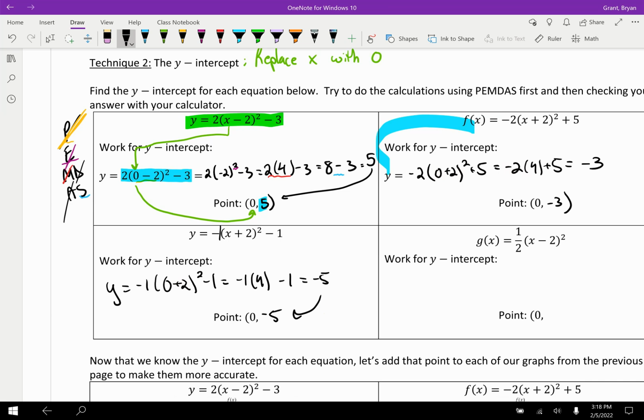And last but not least, y equals 1/2 or 0.5. (0 minus 2) squared, we always show the setup. Negative 2 squared is 4. And half of 4, I think, is 2. Great. We've done the hard stuff.